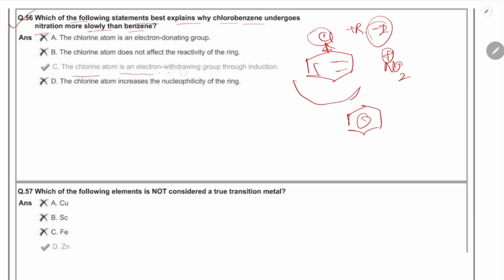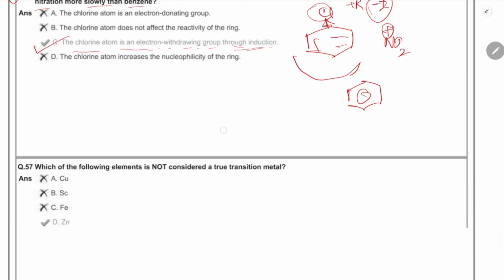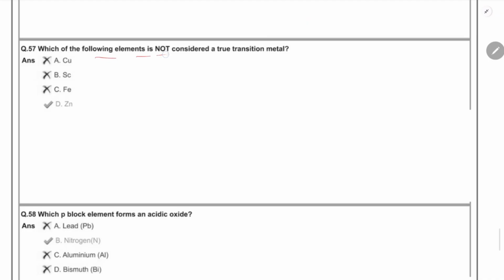So the chlorine atom is an electron withdrawing group through induction. That is true. Option C is correct. Which of the following elements is not considered a true transition metal?